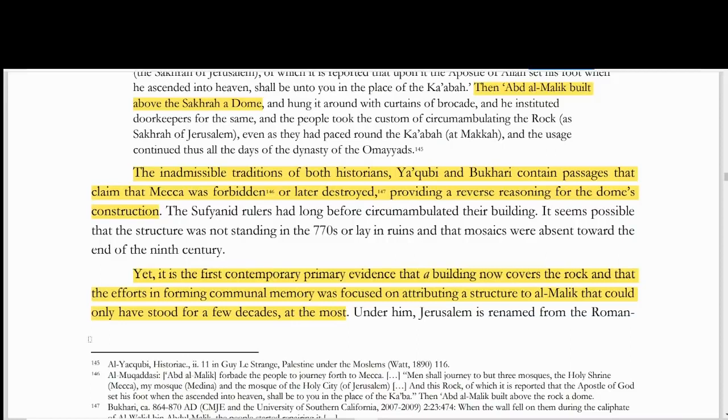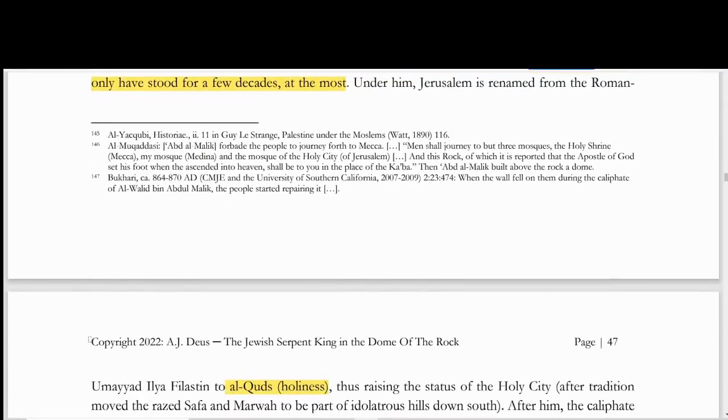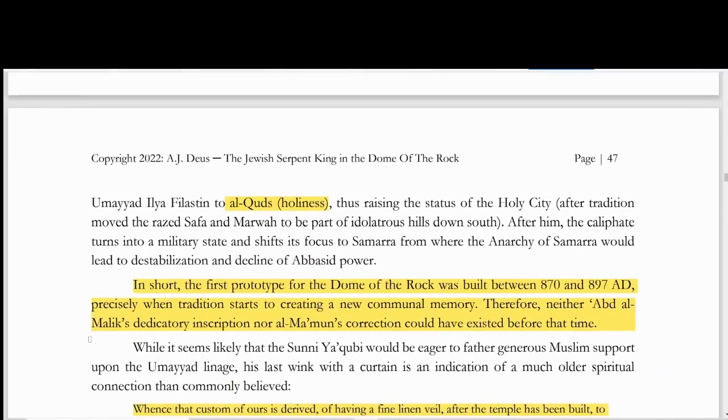Yet it is the first contemporary primary evidence that a building now covers the rock, and that the efforts in forming a communal memory were focused on attributing a structure to Abd al Malik that could only have stood for a few decades at the most. So it's blatant fraud. The thing was only up for a few decades, but just long enough for them to make that suggestion and for it to stick.